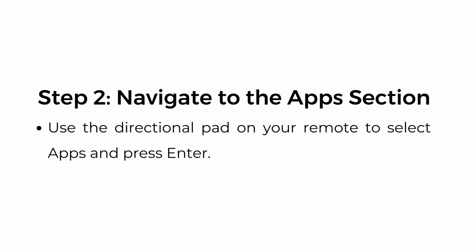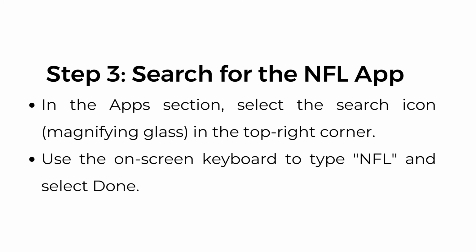Step number 2. Navigate to the apps section. Use the directional pad on your remote to select apps and press enter. Step number 3. Search for the NFL app. In the Apps section, select the search icon, magnifying glass, in the top right corner. Use the on-screen keyboard to type NFL and select Done.